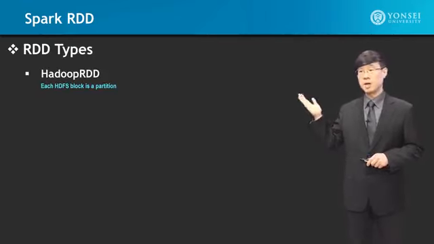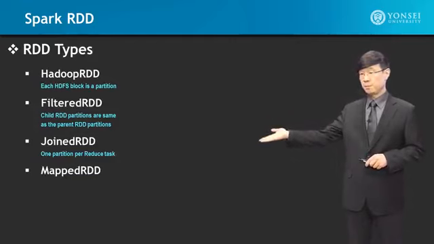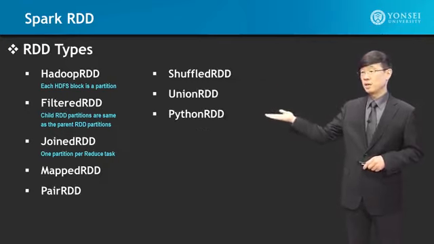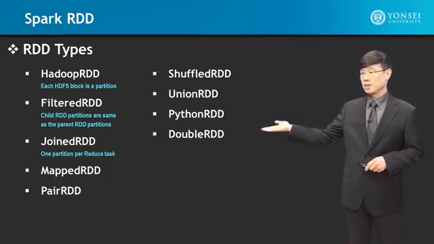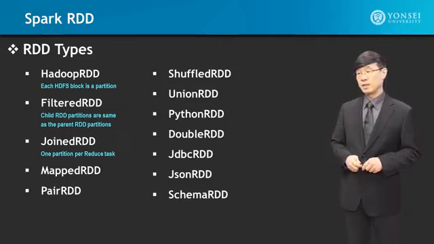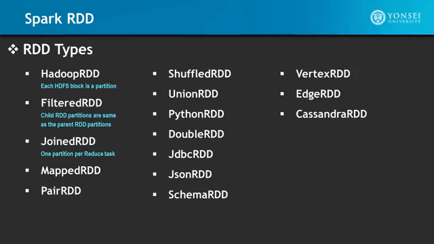RDD types include Hadoop RDD, filtered RDD, joined RDD, mapped RDD, paired RDD, shuffled RDD, union RDD, Python RDD, double RDD, JDBC RDD, JSON RDD, schema RDD, vertex RDD, edge RDD, Cassandra RDD, Geo RDD, GeoSpark, and others. Among them, Schema RDD will be looked into further.